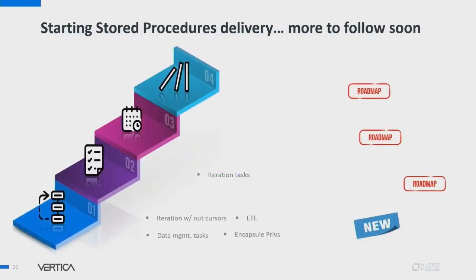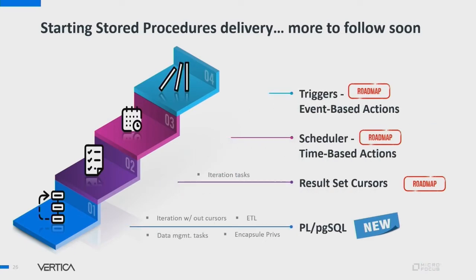Another huge set of new capabilities starting in Vertica 11 is stored procedures. With this project, we're following the Postgres implementation, so we'll be using the PL/pgSQL language. And as you can see at the bottom of the slide, we are shipping a bunch of capabilities to do iteration without cursors, data management tasks, and encapsulate privileges. From here, in the subsequent releases and service packs, you'll see us add result set cursors, schedule-based time actions, and triggers.